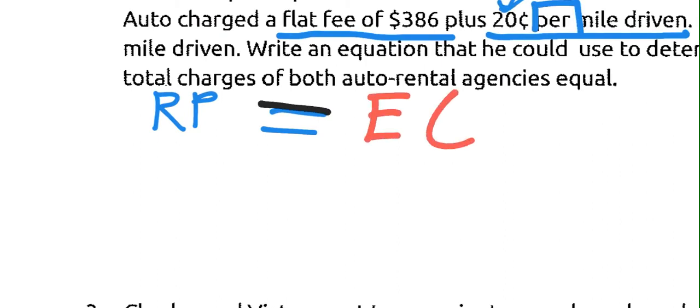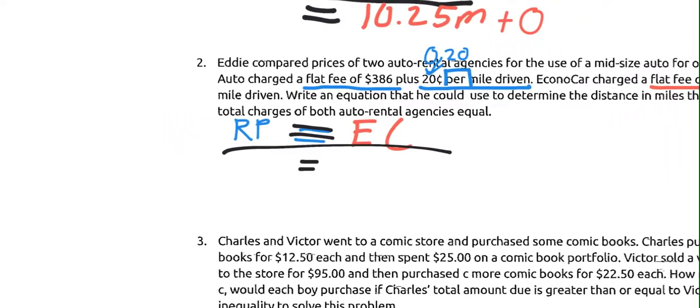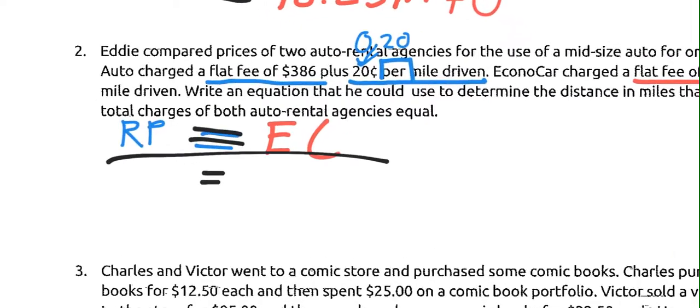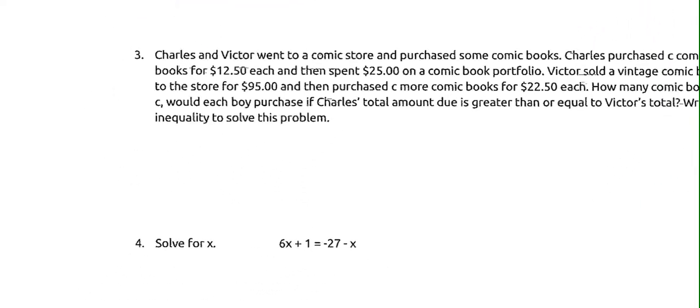So you guys are just setting up an equation that looks kind of the same. You're just doing it down here on the bottom with your equal sign. You'll have Right Price Auto on the left, Econocar on the right. And you know that your miles or per or X or whatever letter you want to use is going to be the thing that keeps repeating. Now take a look at number 3.